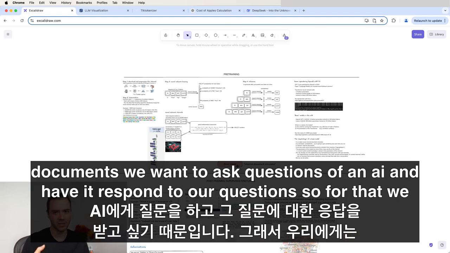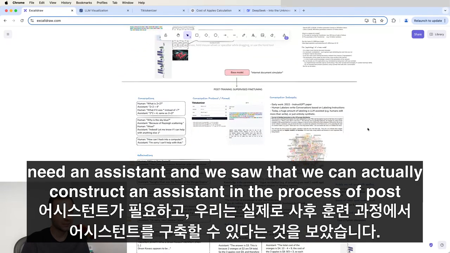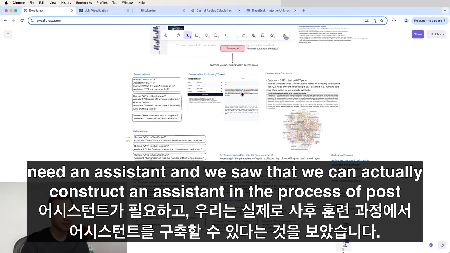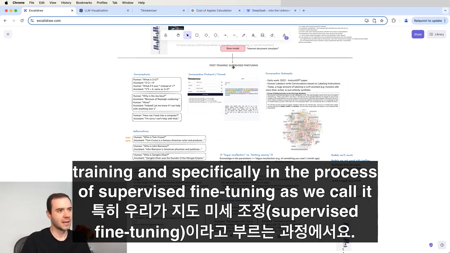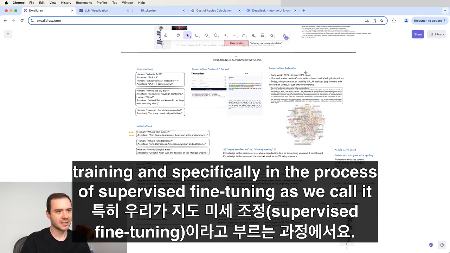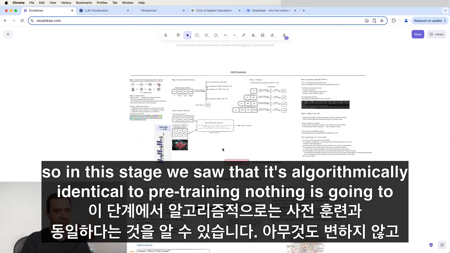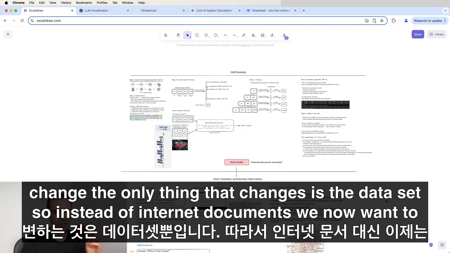We want to ask questions of an AI and have it respond to our questions. So for that, we need an assistant. And we saw that we can actually construct an assistant in the process of post-training, and specifically in the process of supervised fine-tuning, as we call it. So in this stage, we saw that it's algorithmically identical to pre-training. Nothing is going to change. The only thing that changes is the dataset.